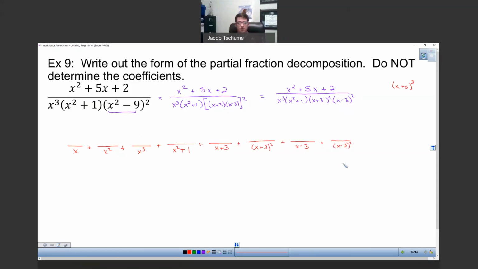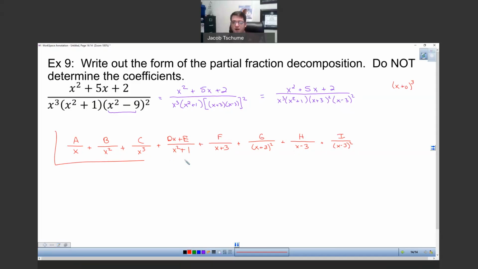Now going from left to right here, let's write down what all of our constants or terms would be. Since the majority of these are linear terms except for the fourth one, it's usually just going to be a bunch of letters here. So you're going to have an A, a B, a C, because those are all repeated linear factors. Since x squared plus 1 is an irreducible quadratic, I have to put a Dx plus E there. And then since the rest of these are just repeated linear factors, it's a bunch more constants. It would be F, G, H, and I.